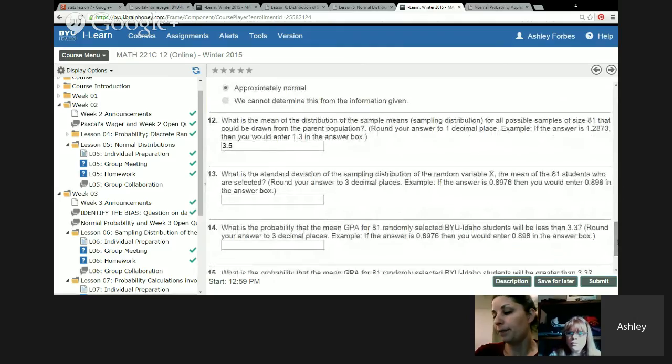Okay, what is the standard deviation of the sampling distribution of the random variable x, the mean of 81 students who are selected?